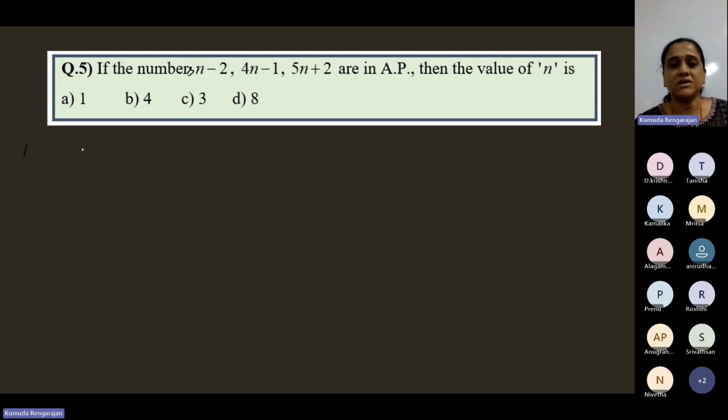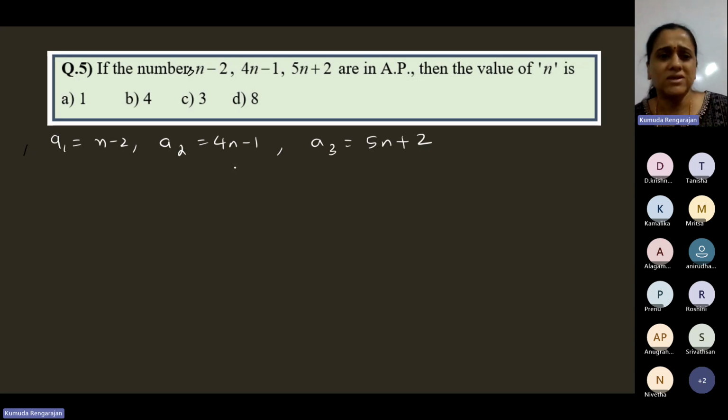So since the numbers are in AP, let A1 be n minus 2, A2 be 4n minus 1, and A3 be 5n plus 2. We'll just assume that. There are any three numbers in AP. They need not be the first three numbers in AP. They can be any three numbers. So let's just take A1 as n minus 2, A2 as 4n minus 1, and A3 as 5n plus 2.